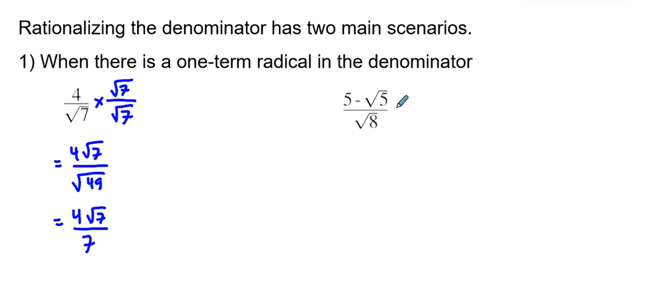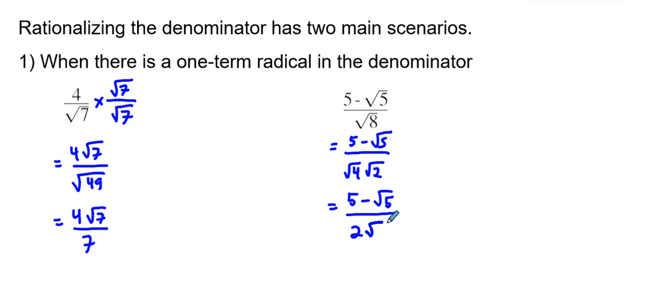Okay? On the other example that we have over here, we can think about doing the exact same thing, multiplying top and bottom by root 8. However, you might notice that root 8 can be simplified before we even start. And we don't have to do the step at the start. We can do it at the end as well. But we might as well get that done early. So let's simplify this to start. Root 8 can be simplified to root 4 times root 2. And root 4 is just 2. So it'll be 5 minus root 5 over 2 times the square root of 2.